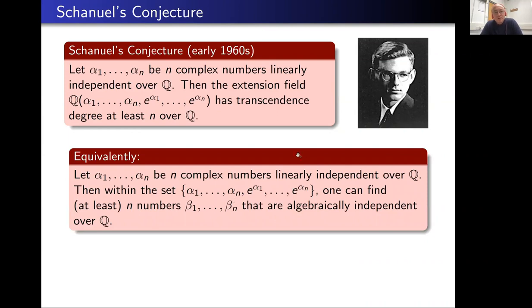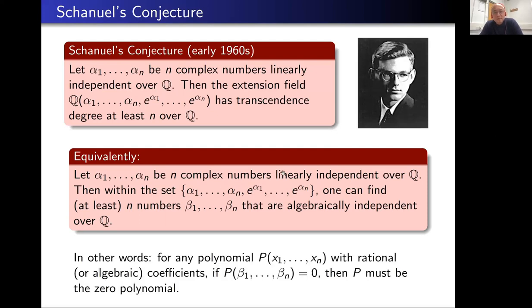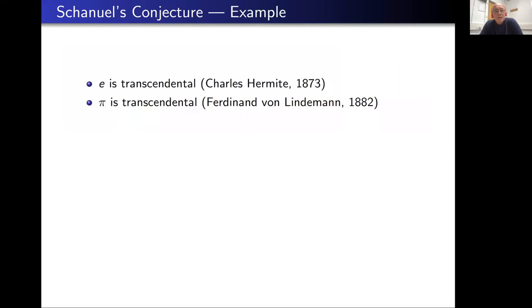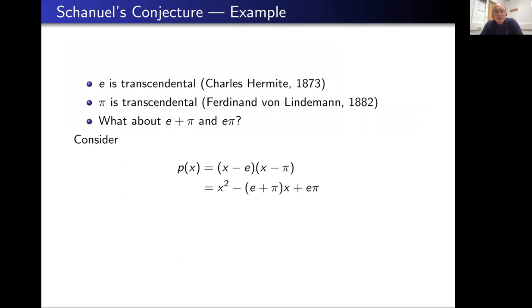And you can see why the condition of linear independence over Q is needed: if, for example, one number is the sum of the other two, then the exponential of that number is the product of the exponentials of the other two. So you need some linear independence condition. And here are some examples. We know that e is transcendental. We know that pi is transcendental. What about e plus pi and e pi?